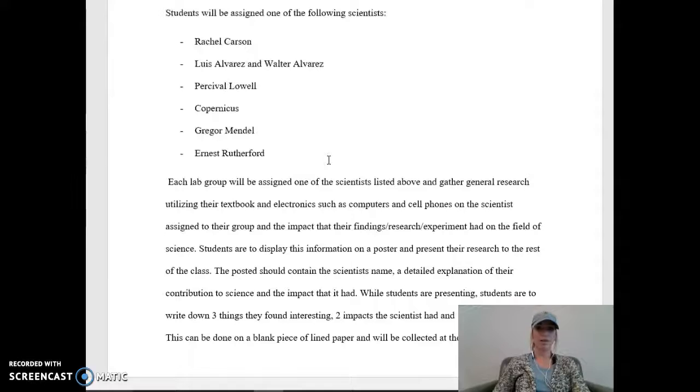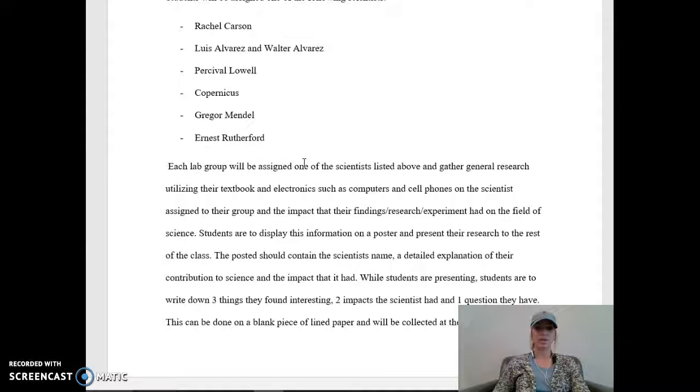The whole point of the activity is for students to be assigned one of the following scientists. There will be 6 lab groups, and each lab group will be assigned one of the 6 scientists to research and gather how their findings, research, or experiment had an impact on the field of science. And so they are to then display this information on a poster board, and then they'll present their research to the rest of the class.